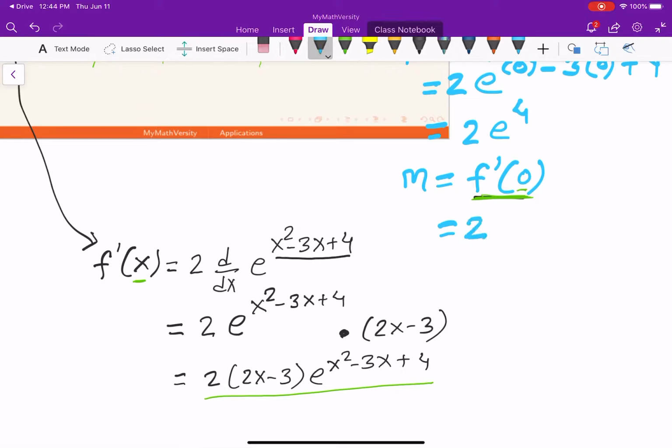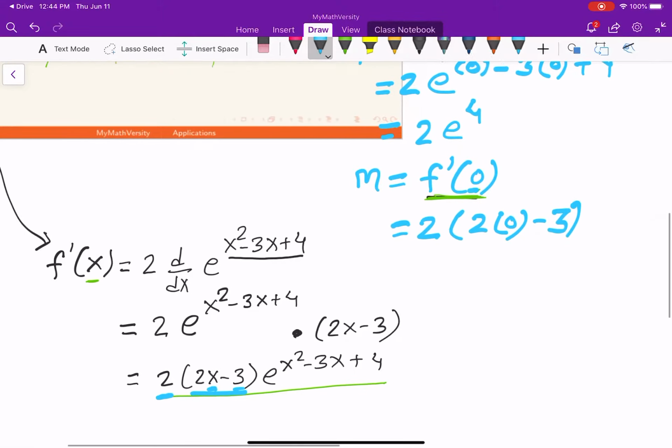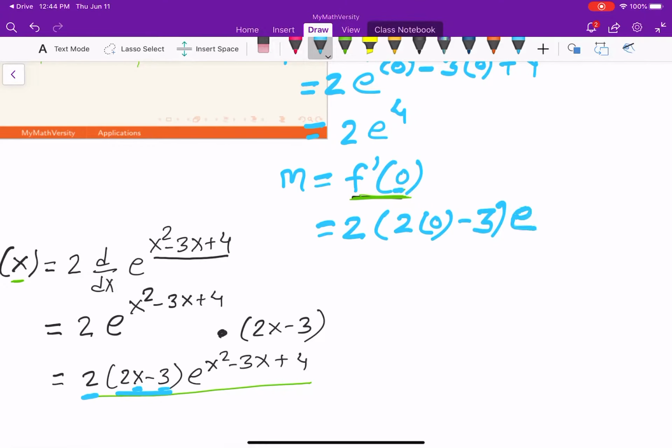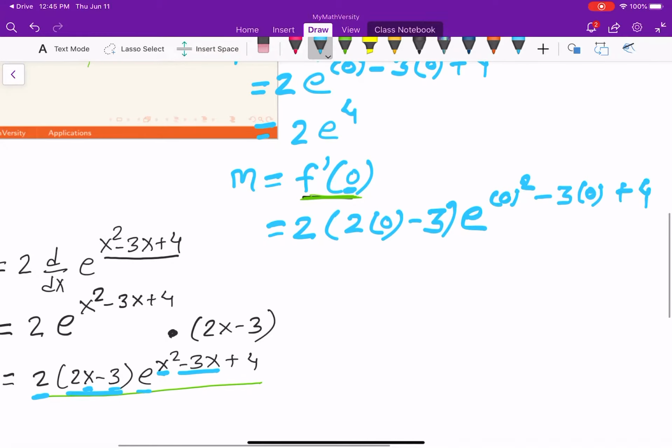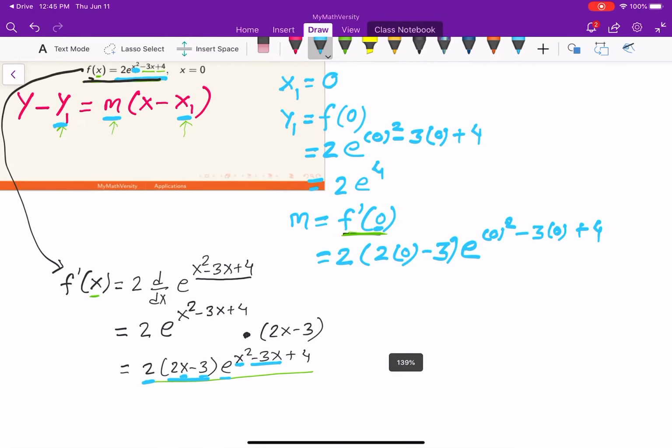So 2 is a constant, right? Write it down as it is. And then we have 2x minus 3, so instead of this x, replace that by 0. So we have 2 times 0 minus 3. Let's write that down, and then times e to the power, and we have x here, replace that by again 0. So we have 0 square minus 3 times, instead of x, again 0, and then plus 4. This is the value of the derivative at 0.